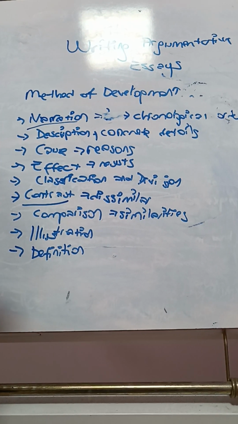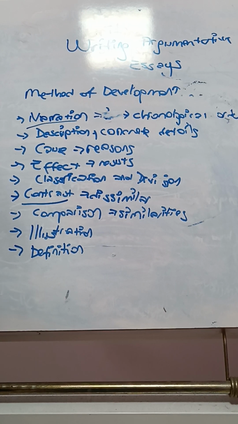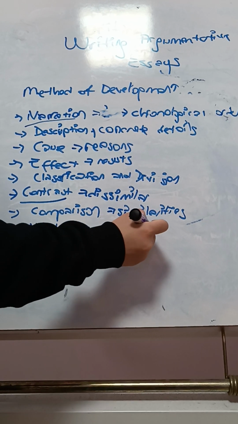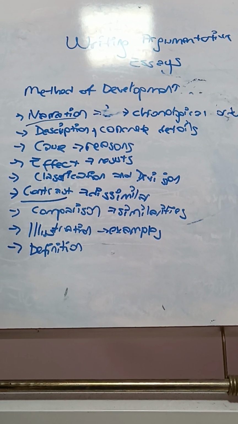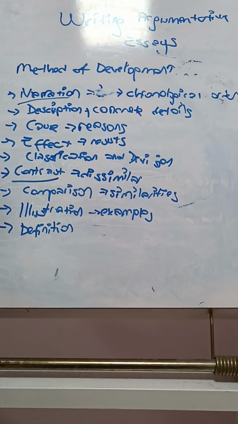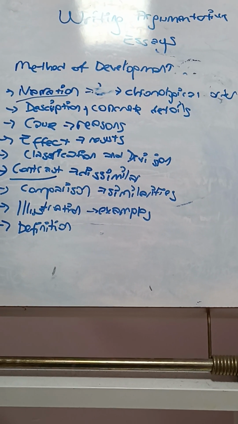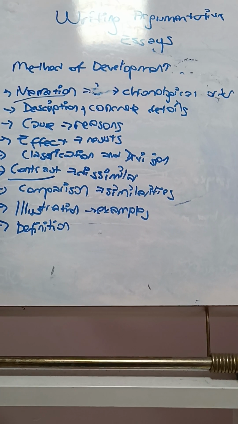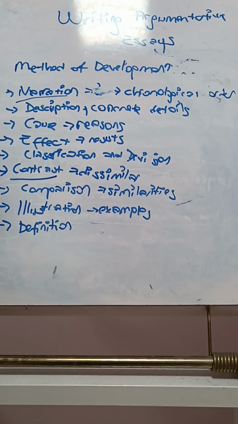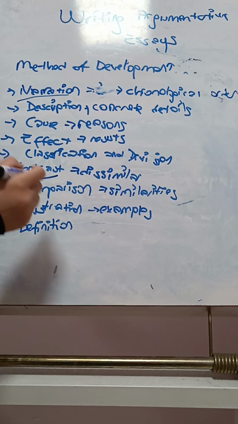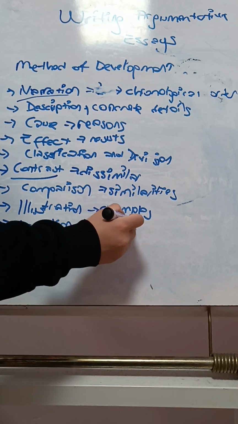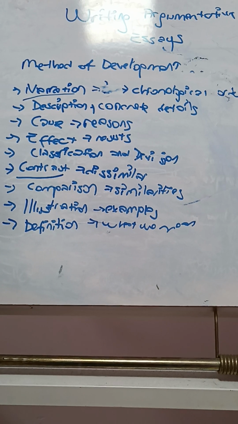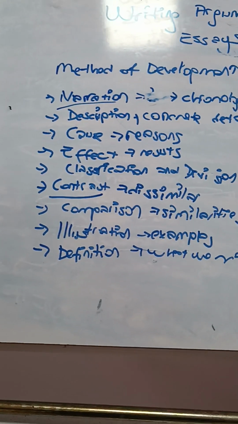Illustration. We provide examples to help clarify an opinion and defend a general comment. Definition. When we define a word, we tell our reader or our listener exactly what we mean by a word or a concept.